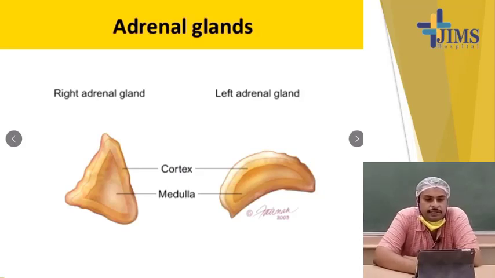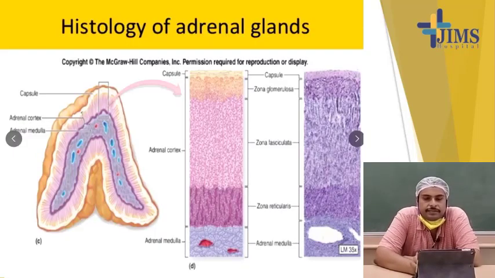Here, this is the histological picture. The adrenal gland consists of the cortex and medulla, as I already told you, and further the cortex is divided into zona glomerulosa, zona fasciculata, zona reticularis. This is the glomerulosa, this is the fasciculata, this is the reticularis.